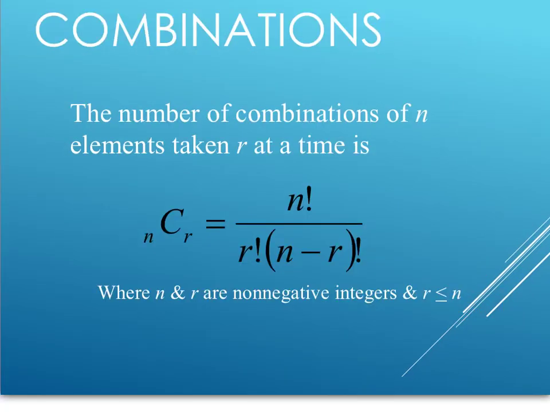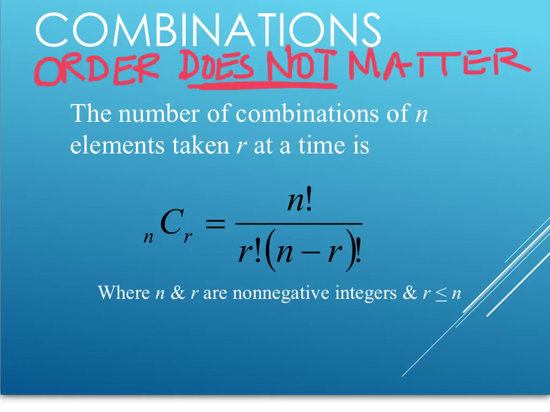Alright, next we're going to talk about combinations. The formula is extremely similar to permutations. It's the same formula, in fact, except for the addition of this R factorial. And when we're trying to decide whether to use a combination or a permutation, in combinations, order does not matter.